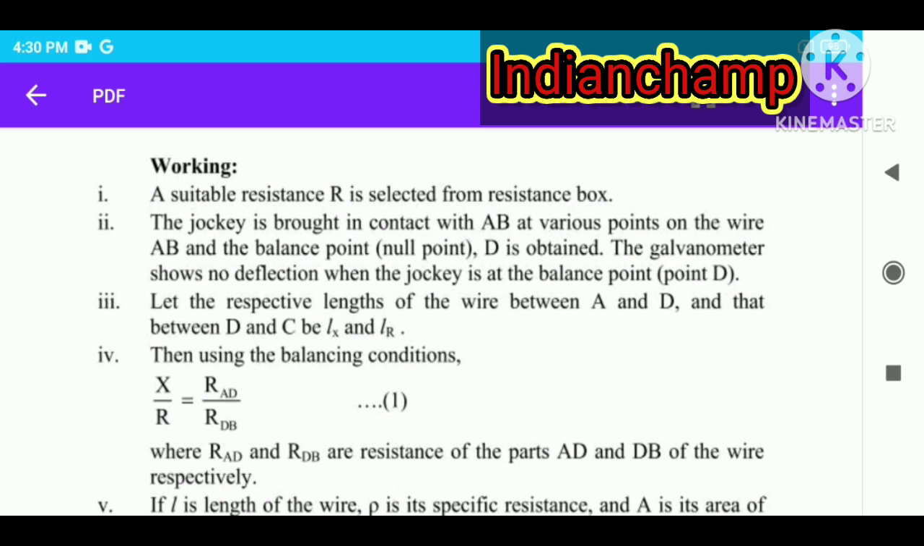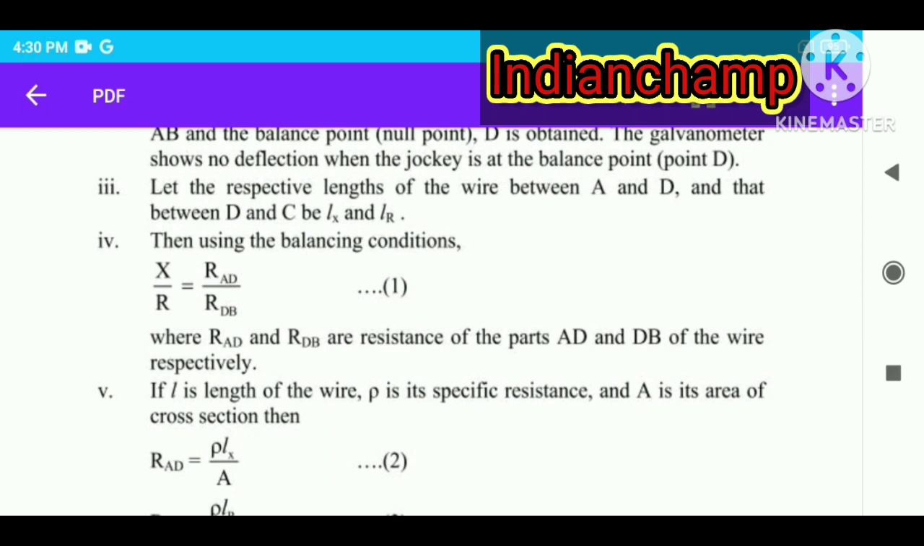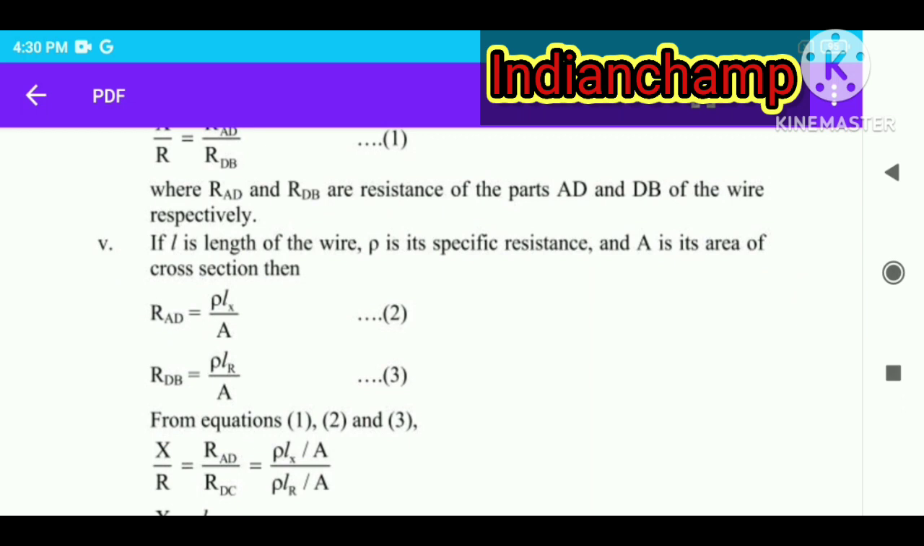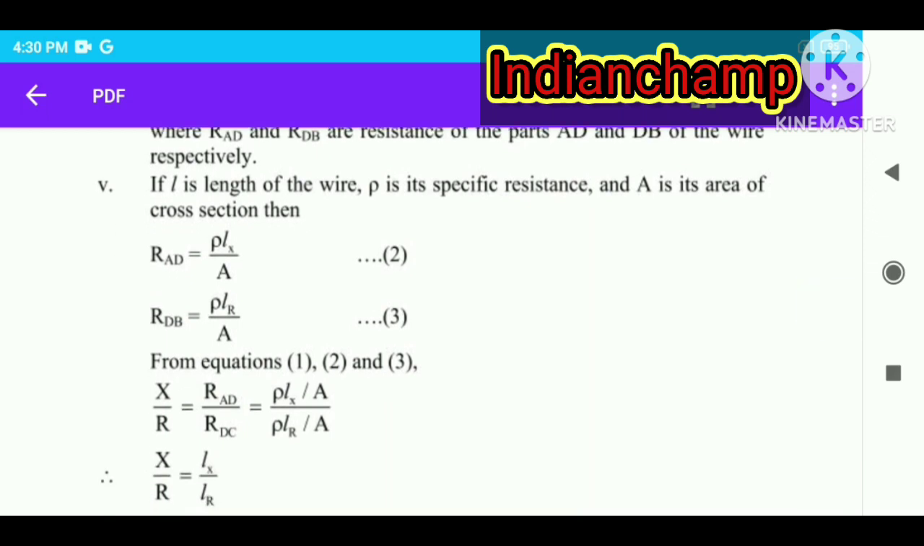Fourth, using the balancing condition, X divided by R is equal to RAD divided by RDB, equation 1, where RAD and RDB are the resistances of the parts AD and DB of the wire respectively. Fifth, if L is the length of the wire, rho is the specific resistance and A is the area of cross section, then RAD is equal to rho LX divided by A, equation 2. RDB is equal to rho LR divided by A, equation 3.